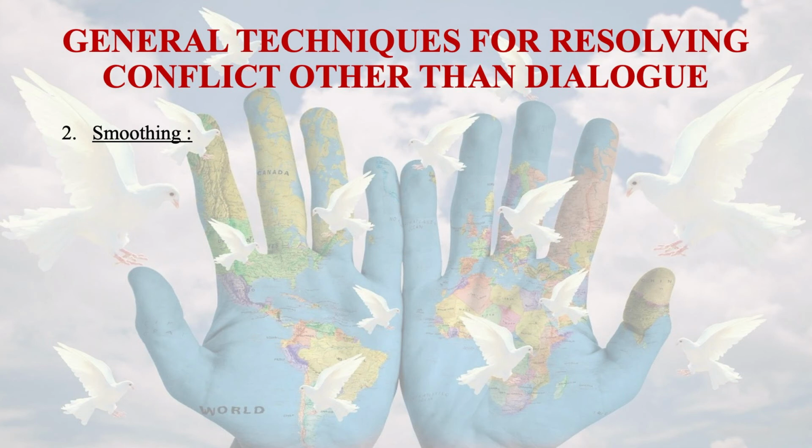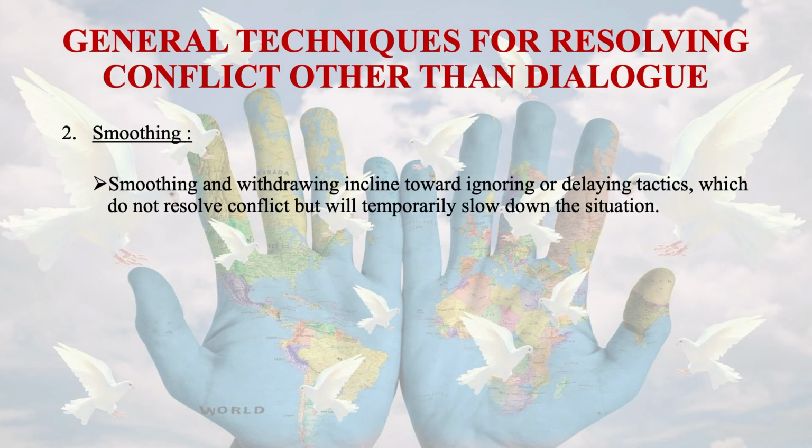Second is smoothing. Just like withdrawing, smoothing is also inclined towards ignoring or involves a delaying tactic, which does not resolve the conflict but will temporarily slow down the situation. Means through these two approaches you try to overcome the intensity of the conflict for a period of time, so that you can get cooling off time and then have a better understanding of the various reasons and background of the conflict, so that you can understand the next course of the situation.